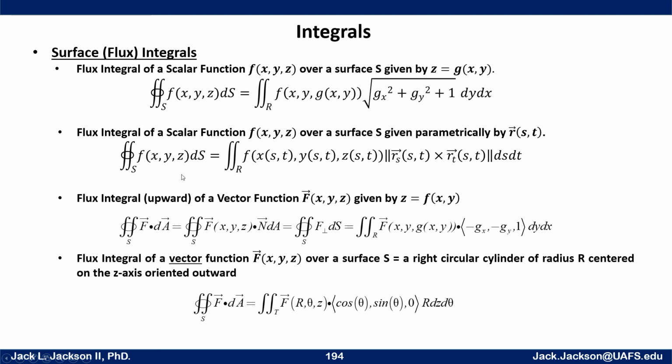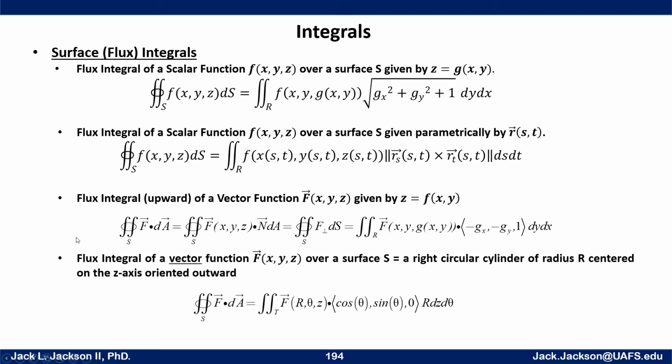You can also have the flux integral of a scalar function over a surface given parametrically. Okay, and what we get there is, this is again for a scalar function, we get f of x, y, z given in terms of s and t. So write your scalar function in terms of, say, parameters s and t. And then you take r sub s, that vector, cross product with the r sub t vector. Those are partial derivatives there. Cross product, do that norm, and then you have ds dt.